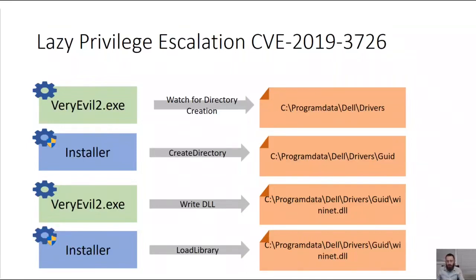This is why I called it earlier lazy privilege escalation. You wait for installers to make those mistakes, and you just wait with file system watchers and some DLLs, and you can get privilege escalation from it.